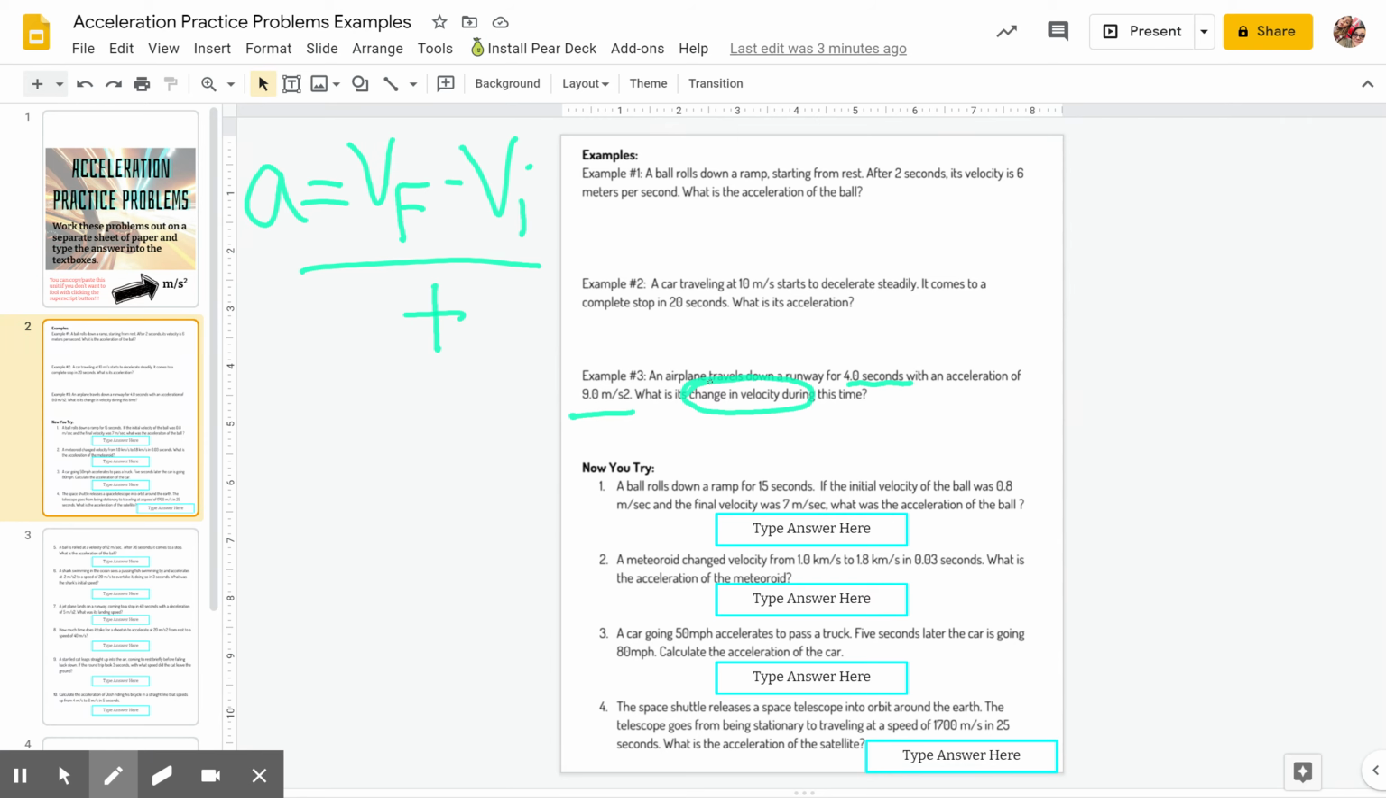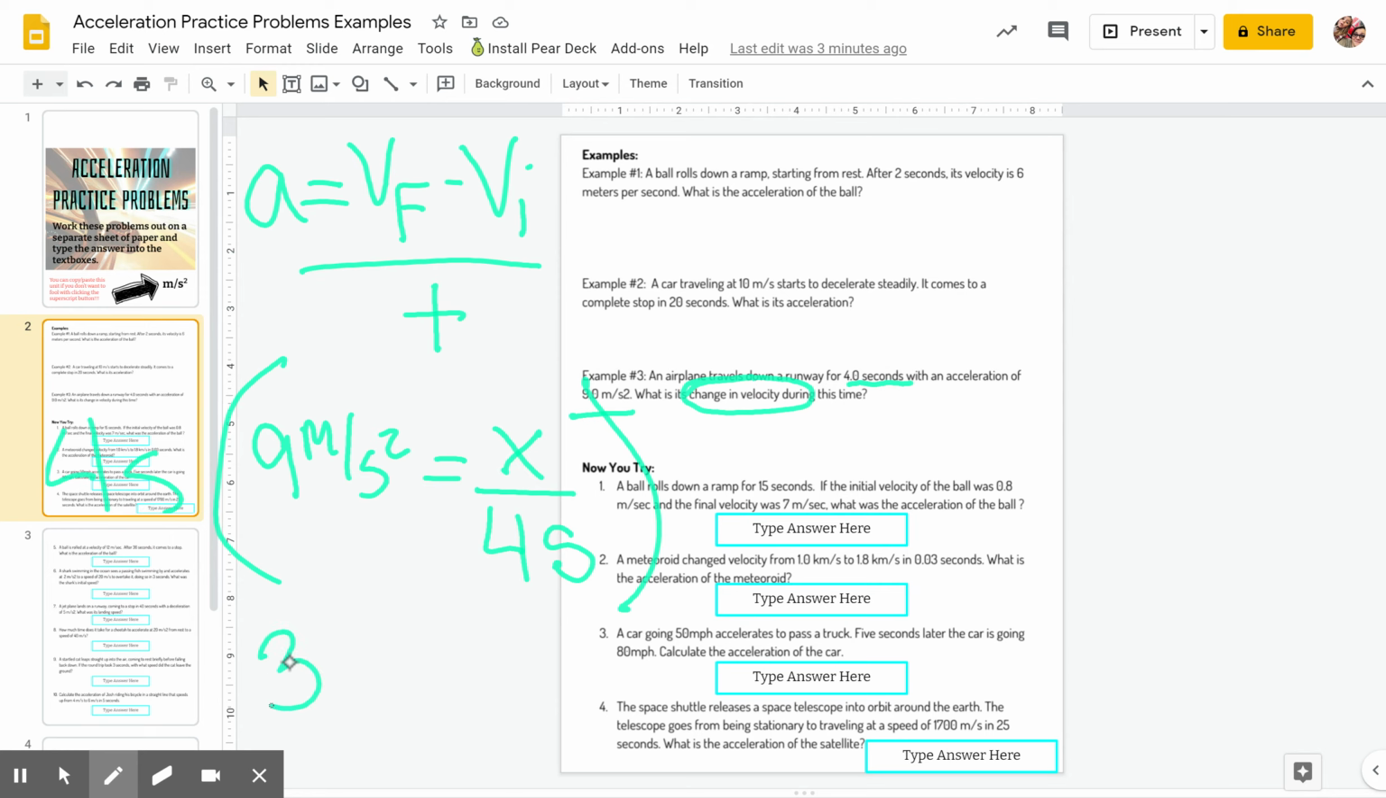So we know the acceleration is 9 meters per second squared equals the change in velocity is what we're solving for. So I'm just going to put x up there. We're solving for x and 4 seconds. Now imagine this is not science class, but this is algebra class. What would we do to get x by itself? Well, I would multiply both sides by what I'm dividing by on here, which would be 4 seconds. So 9 times 4 is 36 meters per second would be the change in velocity.